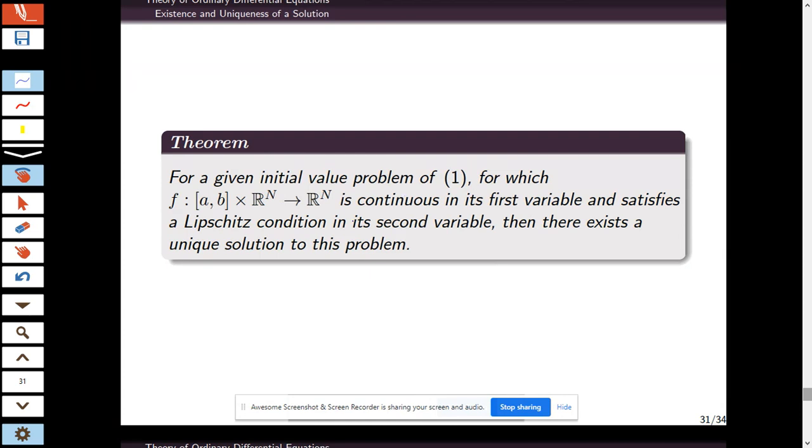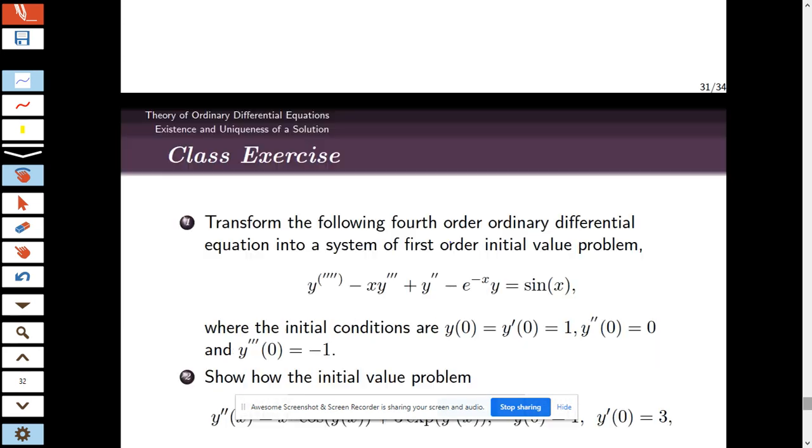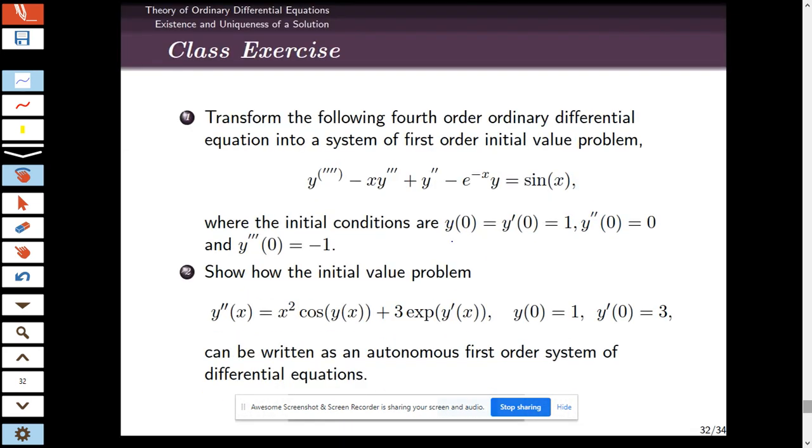Okay, what is this? This is an addition to the theorem just now. It says that with the Lipschitz condition, there exists a unique solution. Okay, sama lah. We are almost coming to an end. Actually we have come to an end for the first chapter, which is the introduction part. So, this is the class exercise. Okay, it's in your slide too.